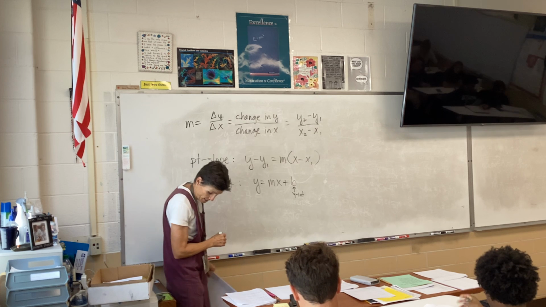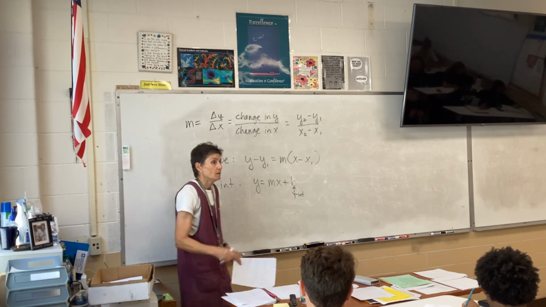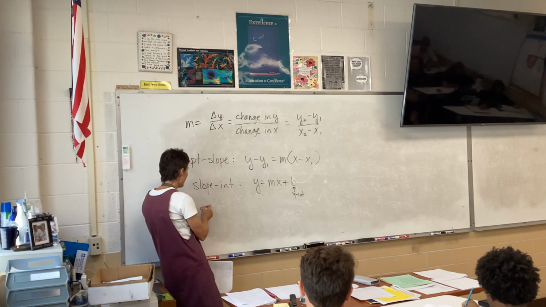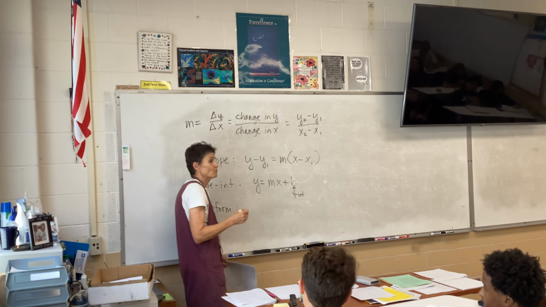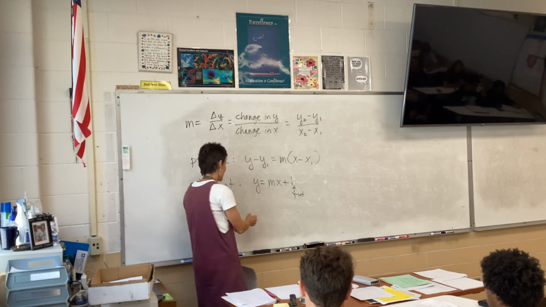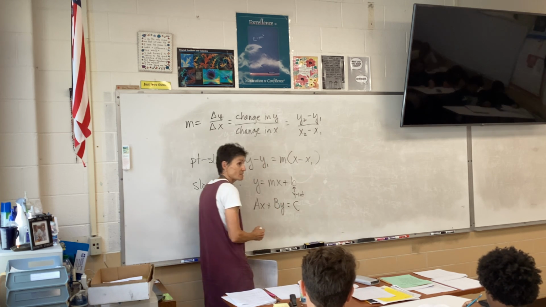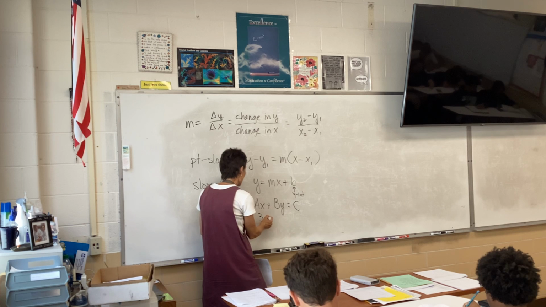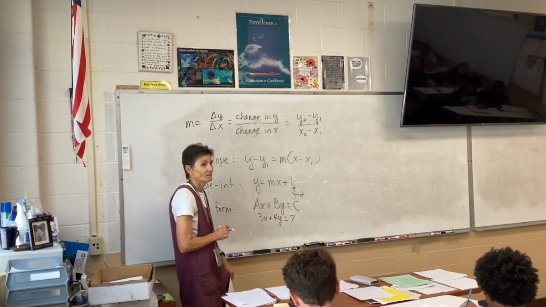Standard form of a line. This one we don't use as much, except when you are doing substitution and elimination. This is how you normally see them. It's like Ax plus By equals C. So it's something like 3x plus 4y equals 7. That's called the standard form of a line.